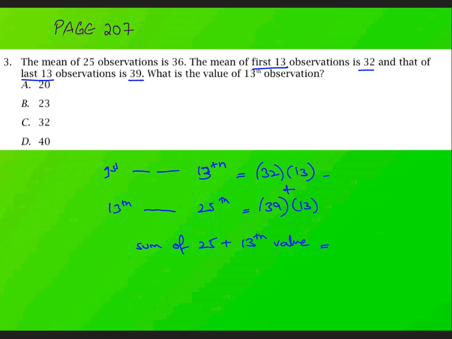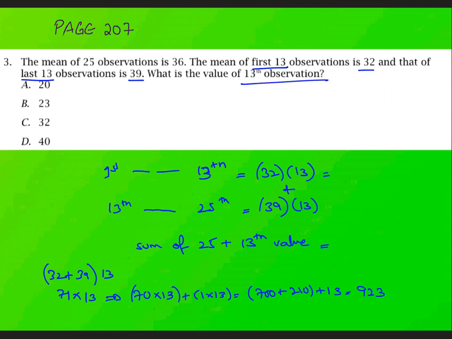Now let's find the sum first. 32 times 13 and 39 times 13. So I'll just take the 13 common. That's basically 71 times 13. So you can first find 70 times 13 and add 1 times 13. 70 times 13 would be 700. 70 times 10 plus 70 times 3, which is 210, plus 13, that's 923.